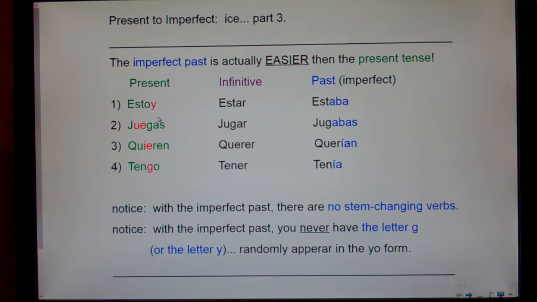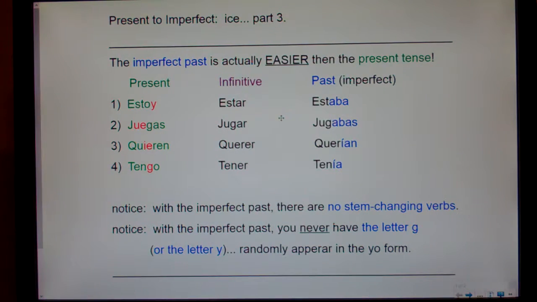In the present tense, you have boot verbs or stem changing verbs. You've got verbs like jugar in the present tense where the U turns into UE. You've got verbs like dormir, to sleep, where the O turns into UE. You've got verbs like querer, where the E turns into IE. You have verbs like pedir, where the E turns into I. In the imperfect past, there are no boot verbs. There are no stem changing verbs. In the IBA forms, you never see an O turn into UE. You never see an E turn into IE. And that's good news. Let's give that a big yay.